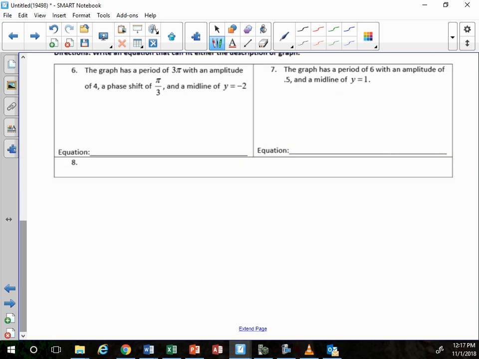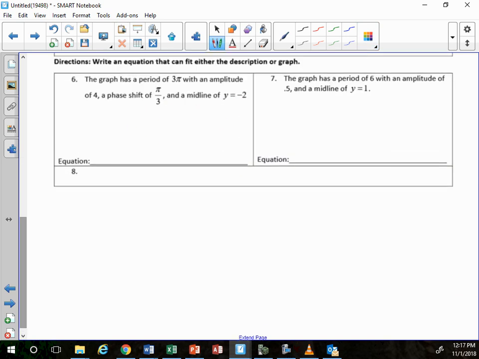All right, let's look at 6 together. So the graph has a period of 3 pi, an amplitude of 4, a phase shift of pi over 3, which means we're going to the right by pi over 3, and a midline of y equals -2. We're going to write an equation. I did not tell you whether you're writing a sine or a cosine, so you could write either one. I'm going to write a sine equation.